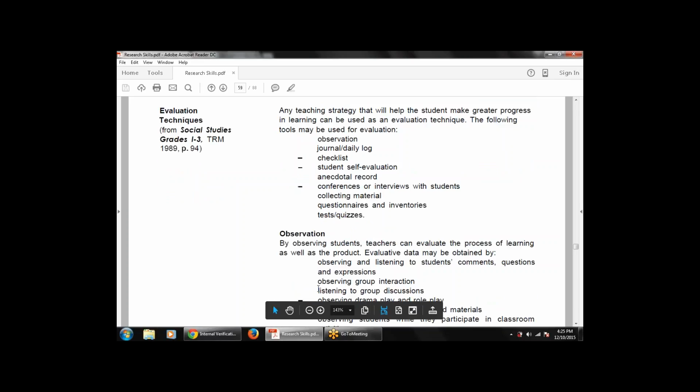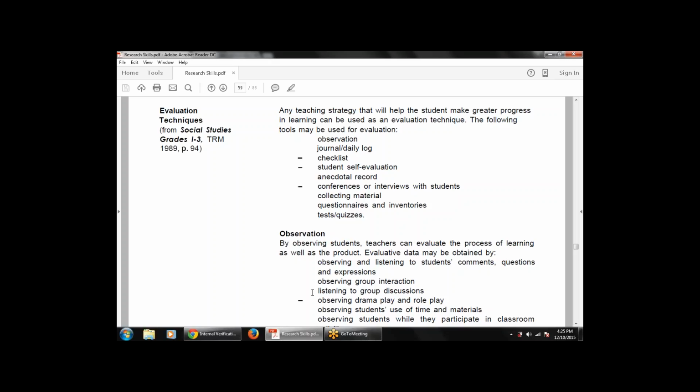We discussed in detail what observation is and how we can observe. It is the responsibility of the teacher to observe the student in the process of learning as well as the product. Evaluative data may be obtained by observing and listening to student comments, questions and expressions. Also observe the group interaction, how the students behave in a group.